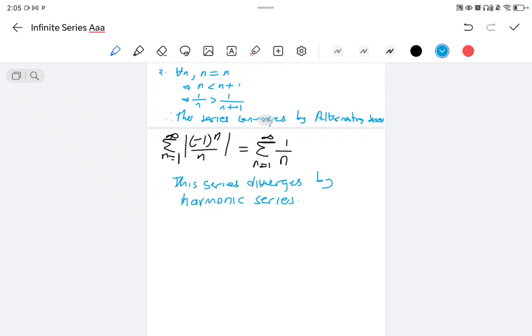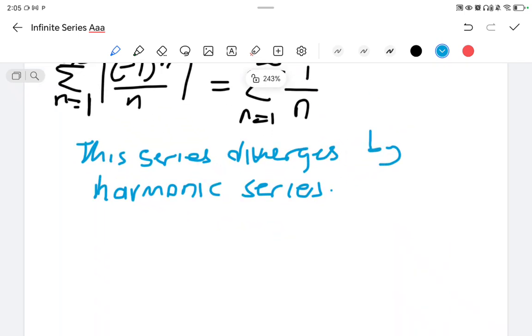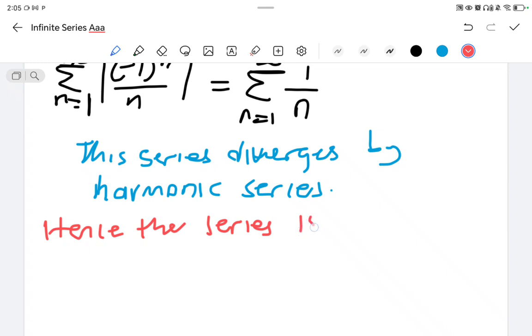You see, right? So if this is the case, then we say, hence, the series is conditionally convergent.